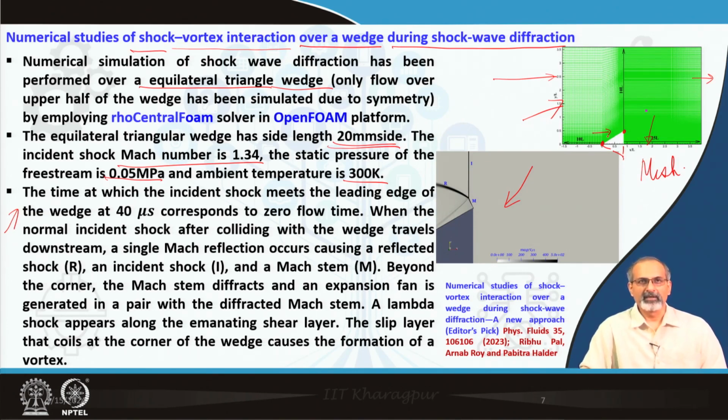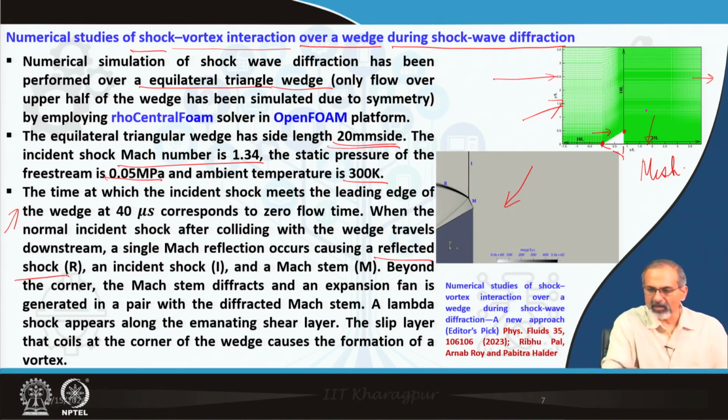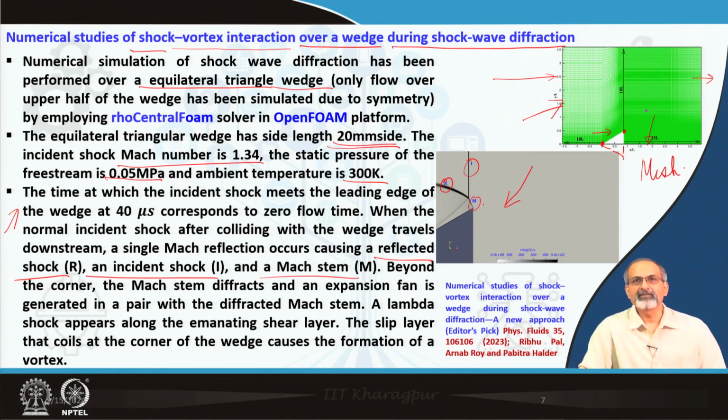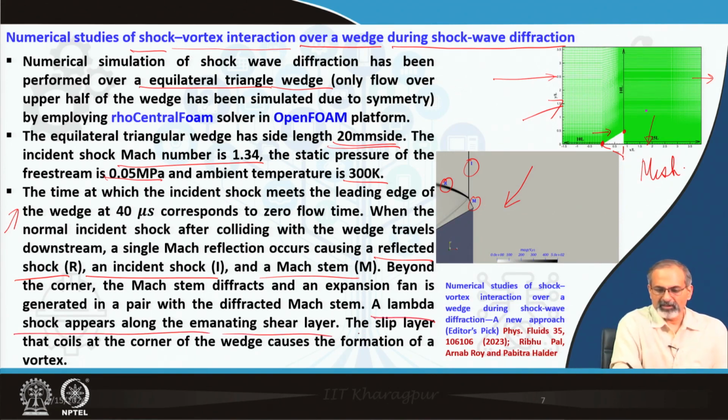When the normal incident shock, after colliding with the wedge, travels downstream, a single Mach reflection occurs, causing a reflected shock R, that is this, an incident shock which moves on I, and a Mach stem that you see over here. It is a very interesting flow field that is unfolding. Beyond the corner, the Mach stem diffracts and an expansion fan is generated in a pair with the diffracted Mach stem. A lambda shock appears along the emanating shear layer. The slip layer that coils at the corner of the wedge causes the formation of a vortex.